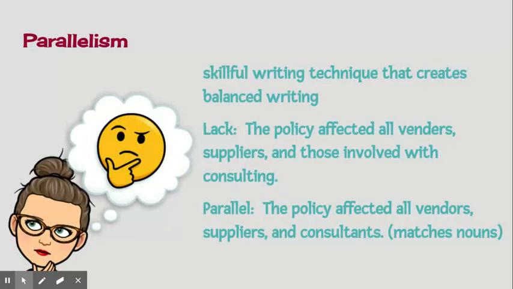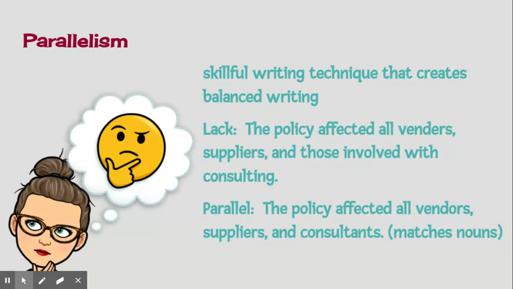Moving on, another thing to look at in terms of writing efficiently is parallelism. Parallelism is a skillful writing technique that creates balanced writing. Let's look at our example of what is not parallel.